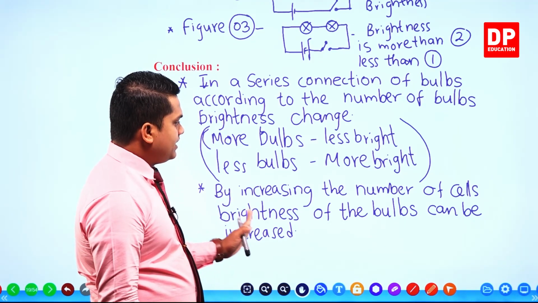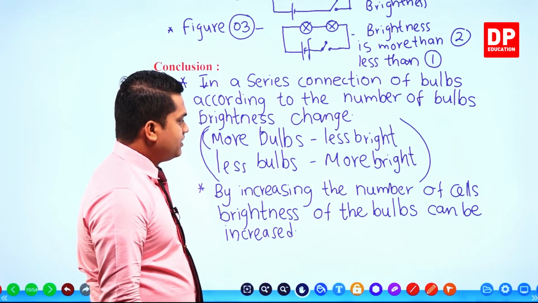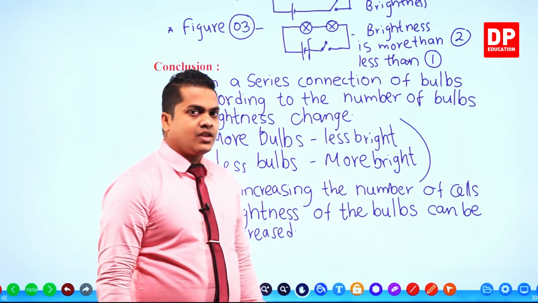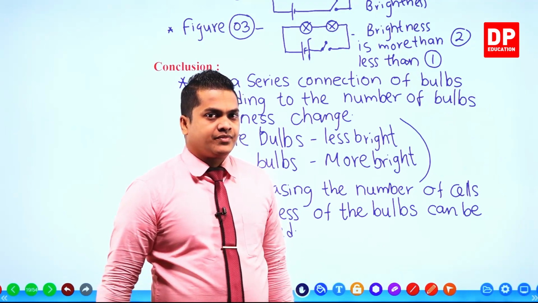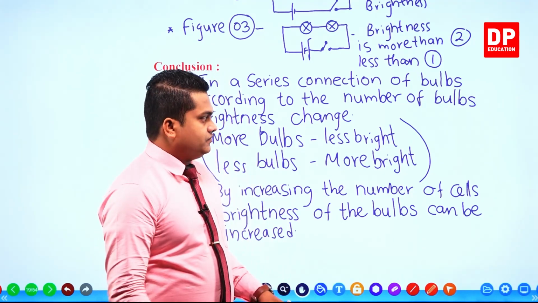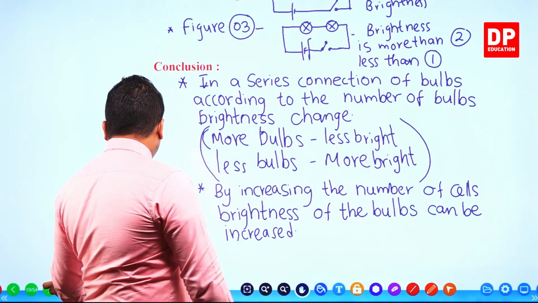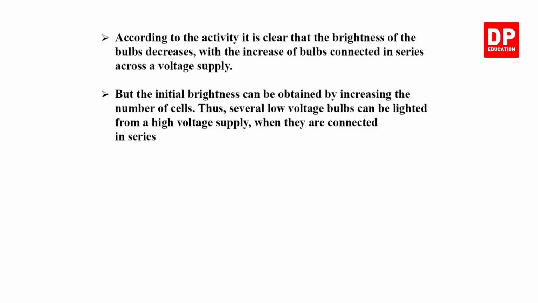Then by increasing the number of cells, the brightness of the bulbs can be increased. By increasing the number of cells, we can increase the brightness of the bulbs. Right, now let's head on with the other one.